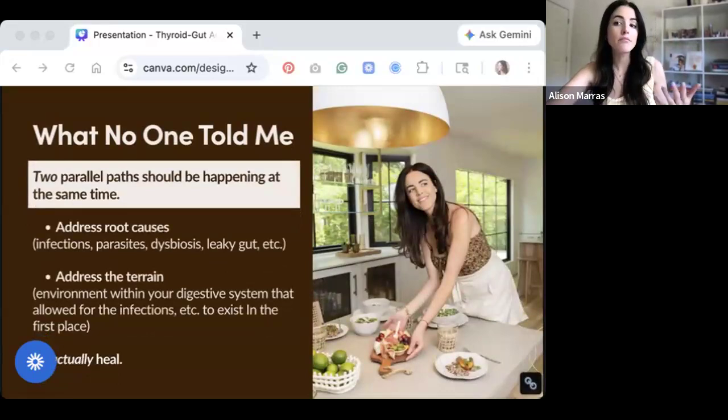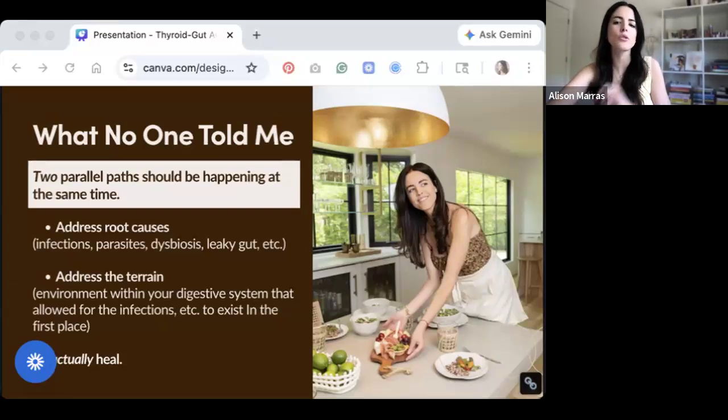So my terrain, the actual environment inside my gut, was still the same terrain that made it really easy for SIBO to grow and exist. Low stomach acid, impaired motility, a compromised gut lining. We killed the infection, but I still left the welcome mat out. Does that make sense? We didn't change why it was there to begin with.